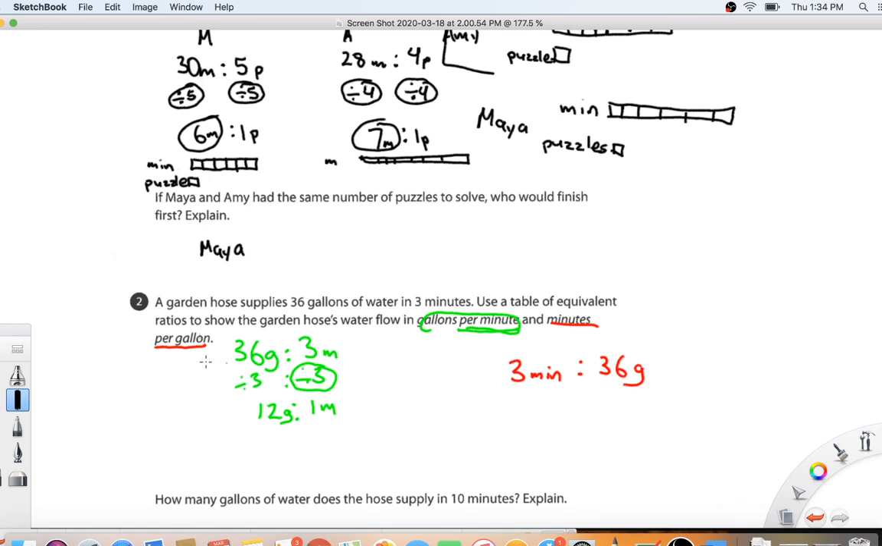Now, per gallon means we need to find out how much 1 gallon is. So how do we make this 36 into a 1? We divide it by 36. If we do it on one side, we need to do it to the other side.